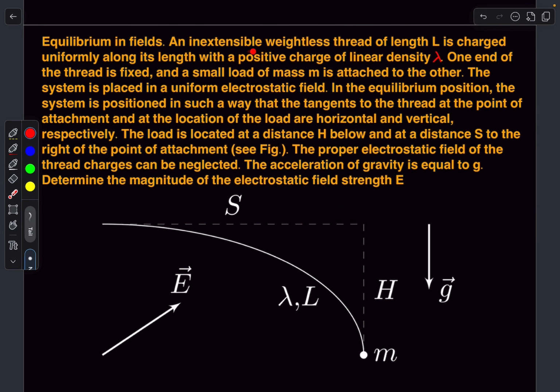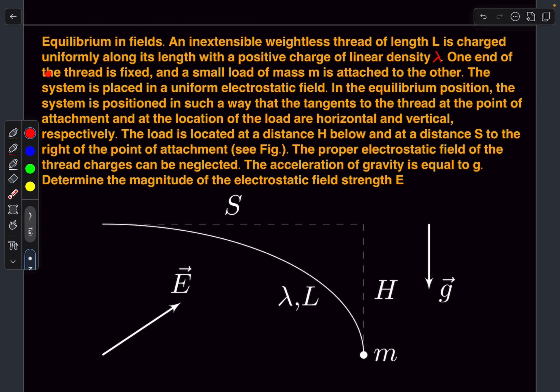So we have an inextensible weightless thread whose length is L, and it is charged uniformly along its length with a positive charge of linear density lambda. This thread that you see in the diagram is uniformly charged, its linear charge density is lambda, its length is L, and it is an inextensible string. Also, it doesn't have any mass.